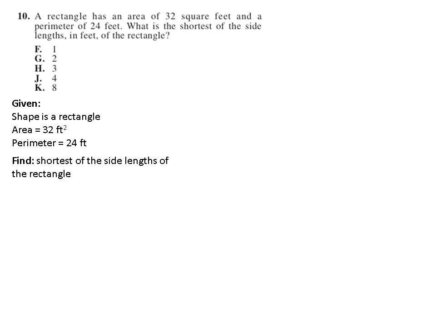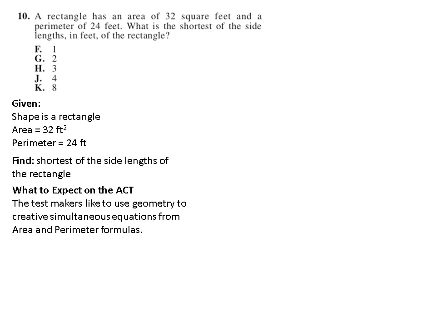A rectangle has an area of 32 square feet and a perimeter of 24 feet. What is the shortest of the side lengths in feet of the rectangle? So our given information is the shape is a rectangle, and we have an area that equals 32 feet squared, and a perimeter that equals 24 feet. We're asked to find the shortest of the side lengths of the rectangle.